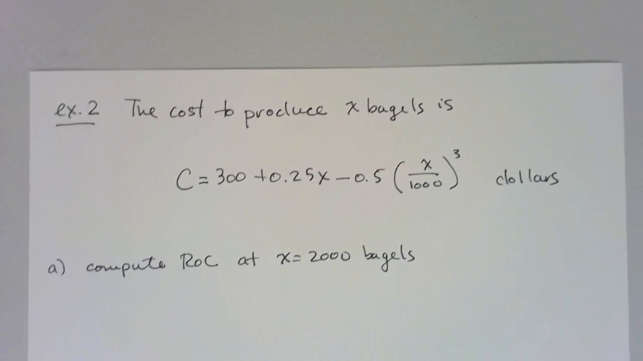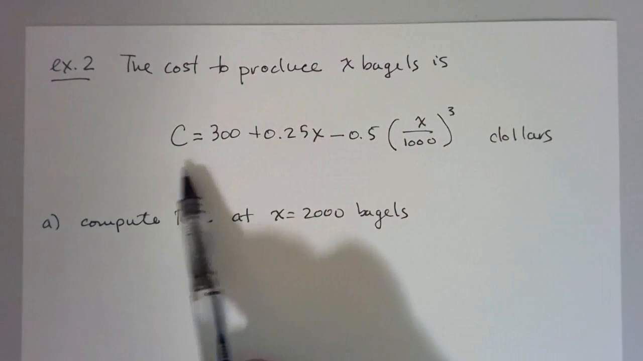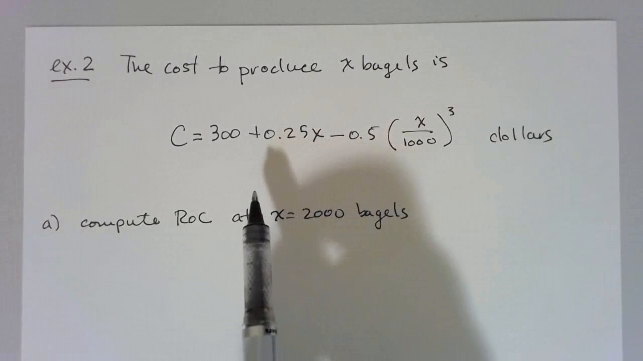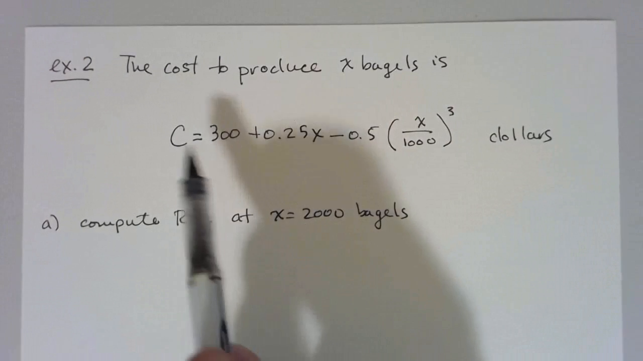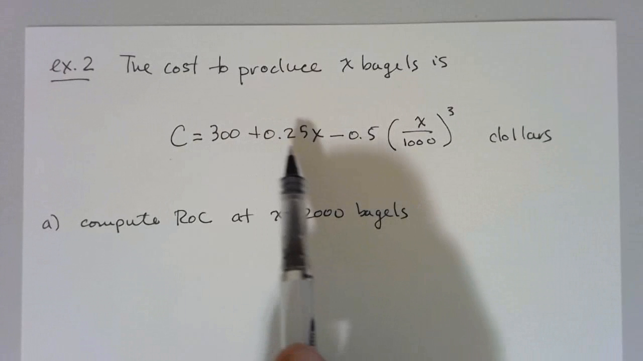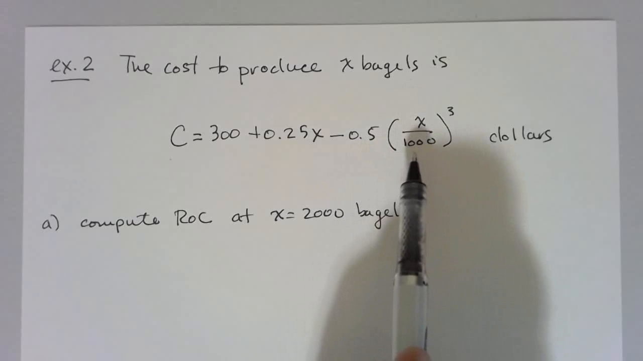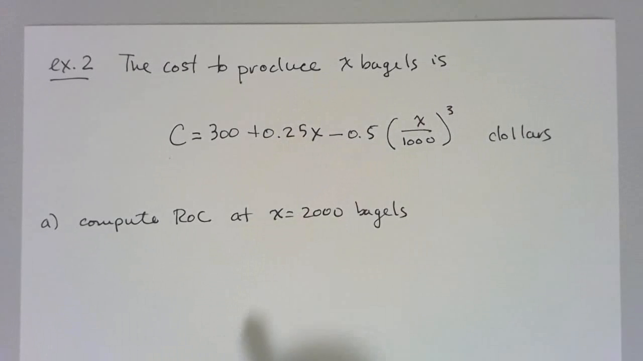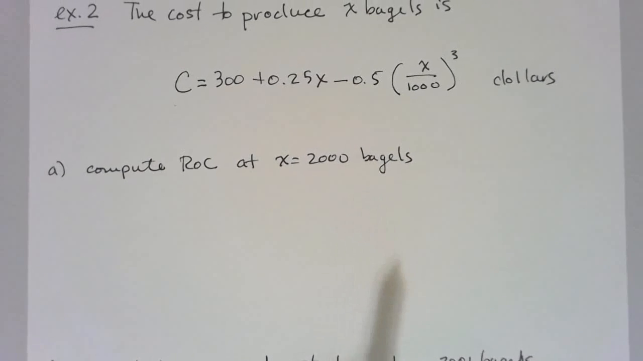Let's say we have a function in the past that we know is good for estimating the cost to produce a certain amount of bagels. We've got our bagel shop, and here's our cost function. The cost to produce x bagels is C equals 300 plus 0.25x minus 0.5 times (x over 1,000) to the third power. This is in dollars. So first let's compute the rate of change at 2,000 bagels. So that's going to be the derivative.